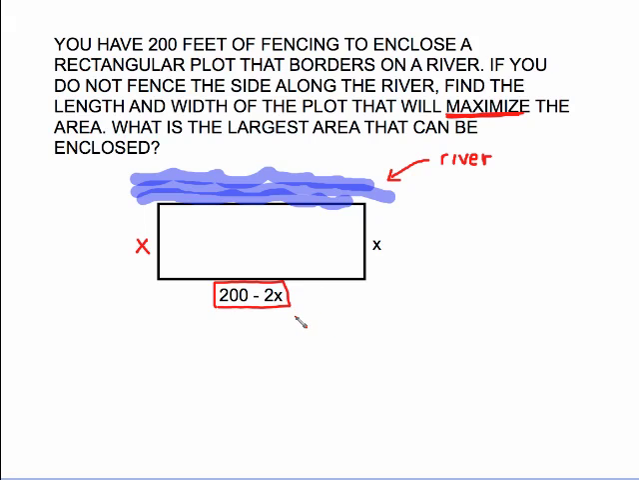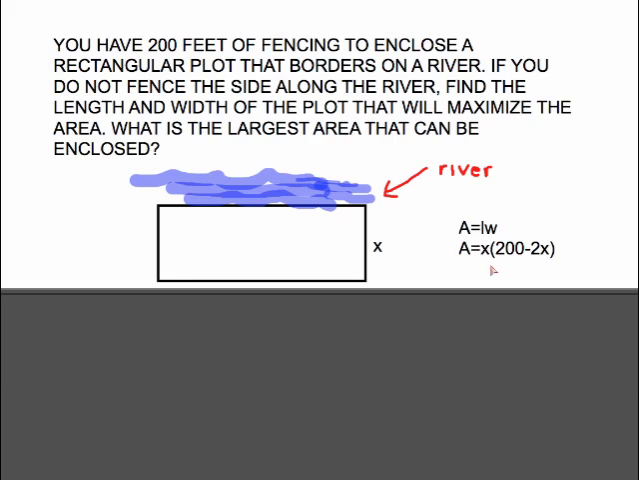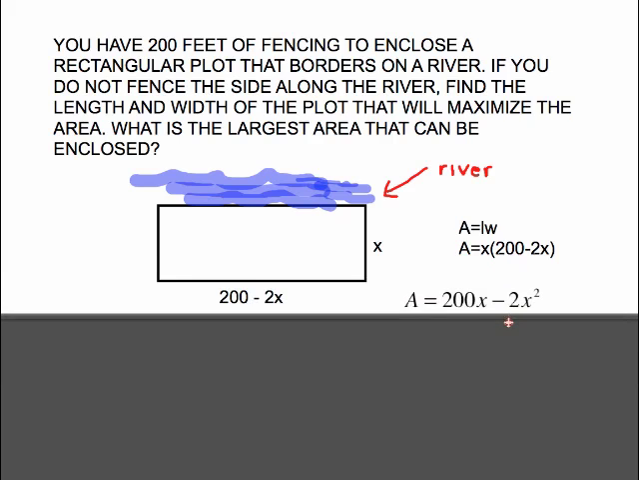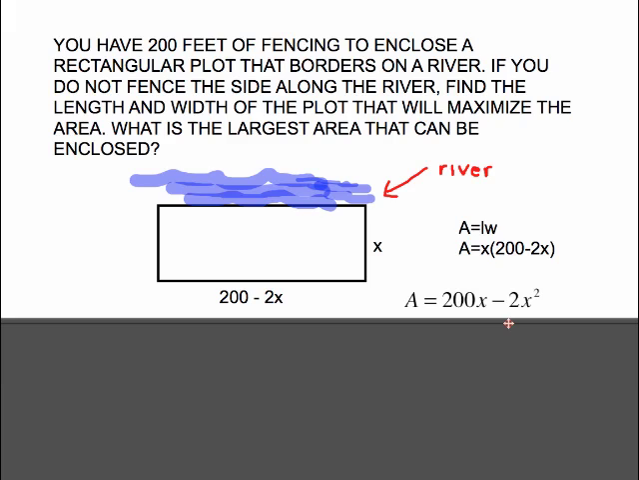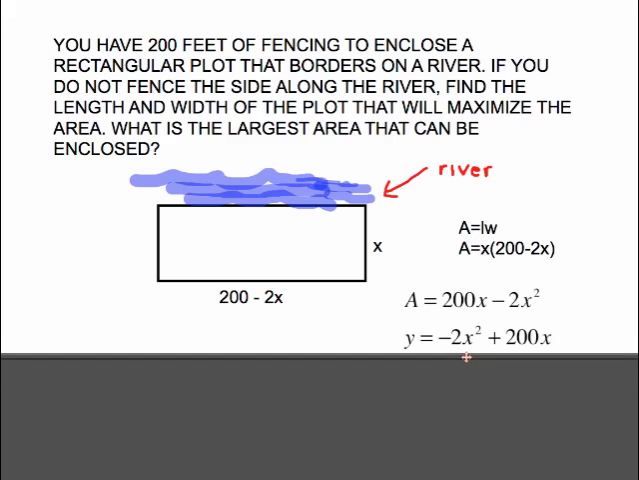We want to maximize the area, which means we need to have an area formula. Area is just length times width. For us specifically, we're going to have this times this, x times 200 minus 2x. Let's finish this out. Distribute the x through there, and we will get 200x minus 2x squared. Now there's two things I'm going to do on this next step. One is put y in here instead of A, just because you're used to having x and y in the equation. The other is switch this order around so that the x squared is first.